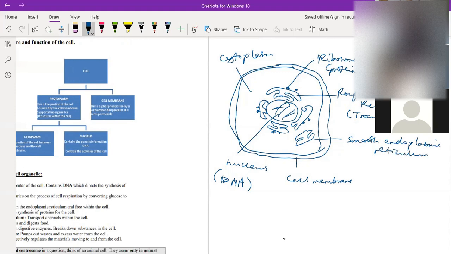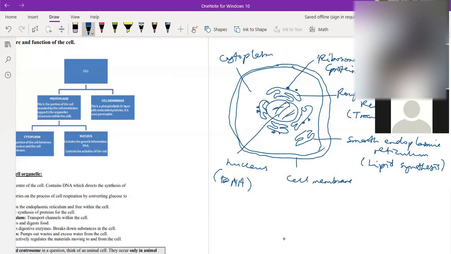So what's the function of the smooth ER? Anybody? Anybody remember its function? The storage of enzymes and folding proteins. Well, basically, the smooth ER is involved in lipid synthesis. Lipids, right? So let's put that down: lipid synthesis.